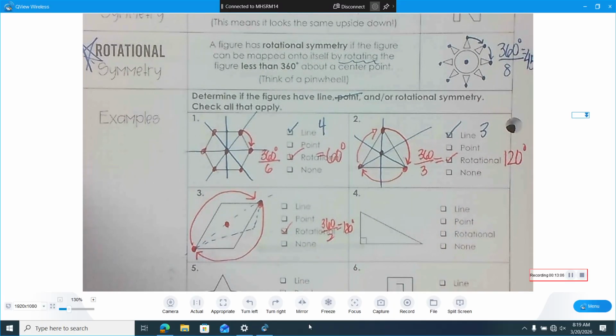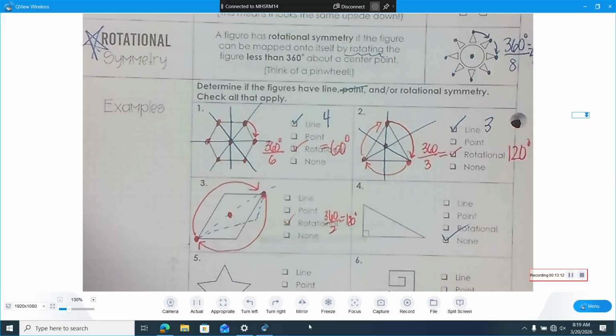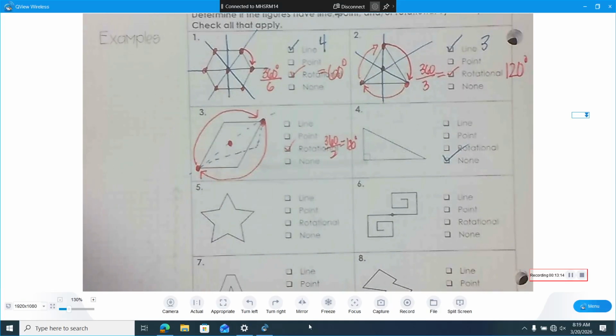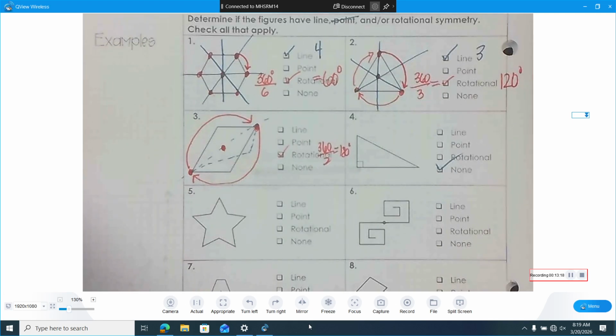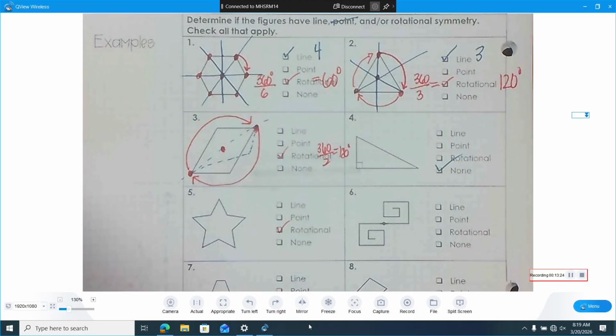What about number 4? Does it have any line or rotational symmetry? No. None. None on that one. Number 5. Okay, it has. All right, let's start with rotational since that came up first. So it does have rotational symmetry.